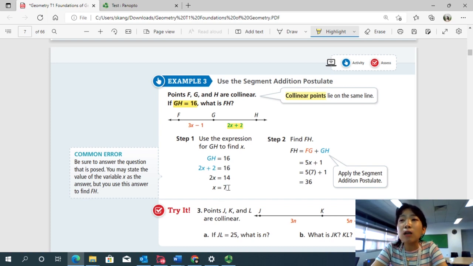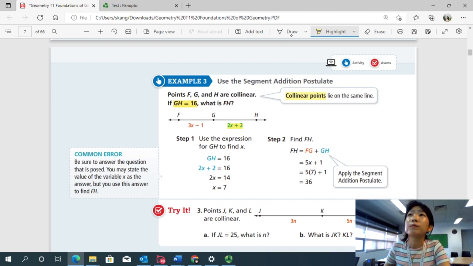Solve the algebra, solve for x: subtract 2 on both sides, and divide by 2 on both sides to get x is equal to 7. Now, because x is equal to 7, you do not have to solve for the entire formula, but you can figure out FH by adding the expressions. You know that GH is 16, so you can just add 16 plus 3 times 7 minus 1.